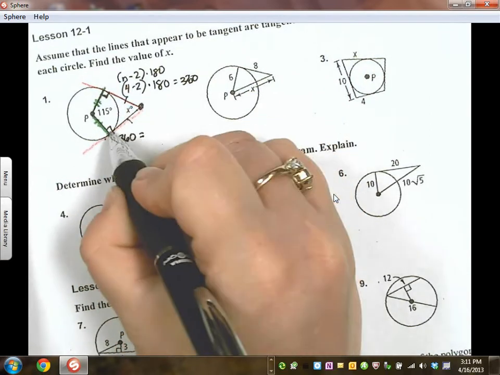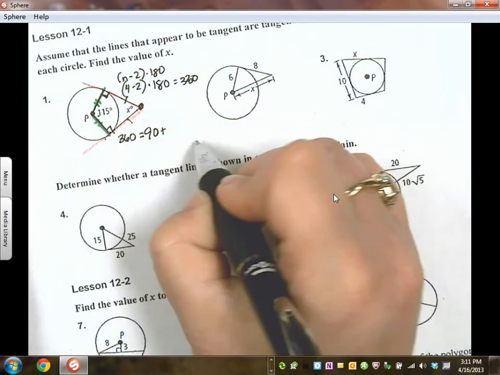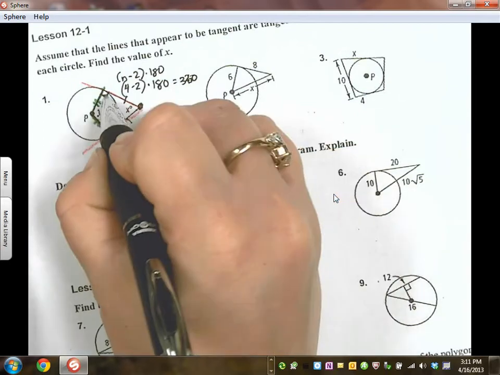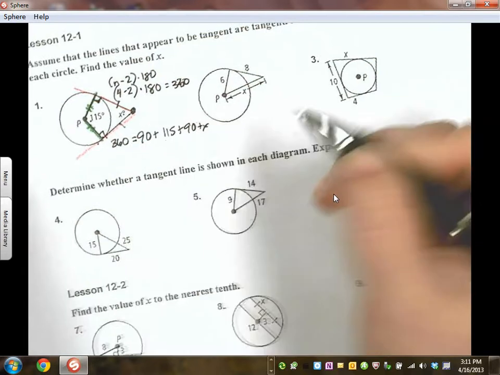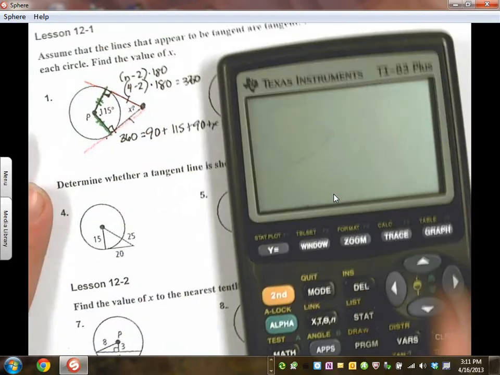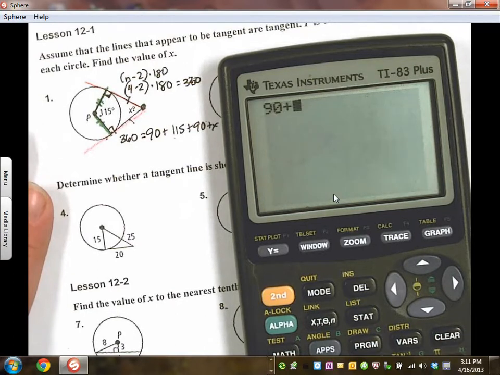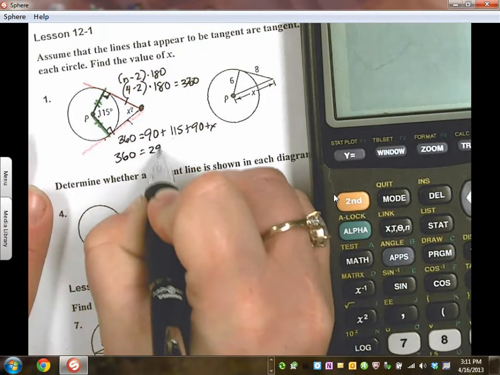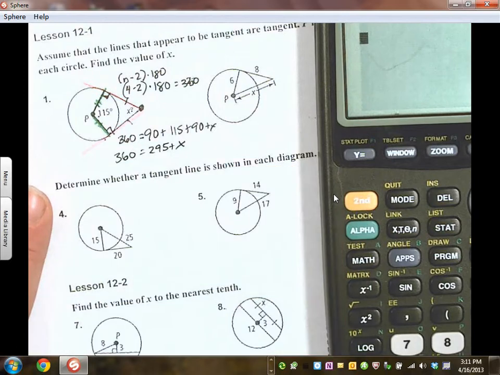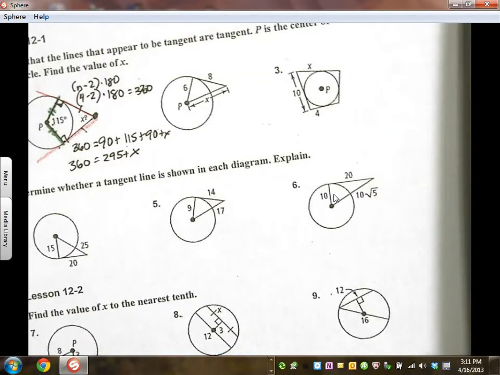So let's do that. Let's say this one is 90. This one is 115. This one is 90. And then this one is x. So when we sum all of those up, that means I add them. So 90 plus 115 plus 90 equals 295. And I know most of you can solve that. I'm not going to give you the answer. I want you to see if you can figure that one out.